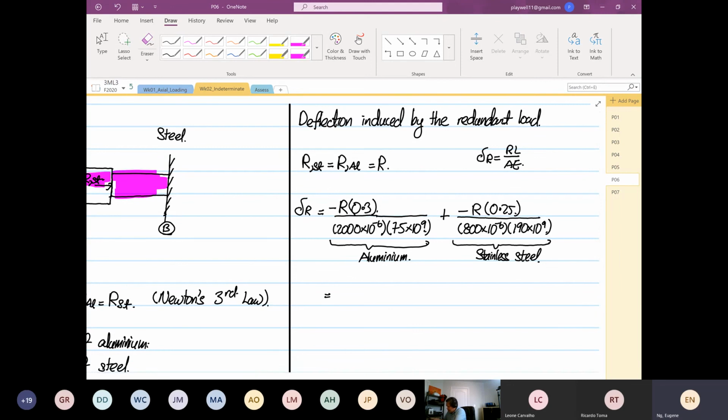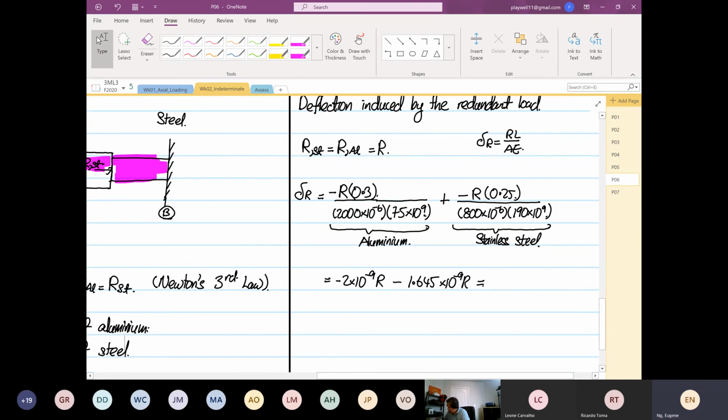So from here, this will be equal to 0.3 divided by 2000 times 10 to the power minus 6, divided by 75 times 10 to the power 9, which is equal to 2 times 10 to the power minus 9 R. And then minus again, 0.25 divided by 800 times 10 to the power minus 6, divided by 190 times 10 to the power 9, which is equal to 1.645 times 10 to the power minus 9 R. So this will be equal to 2 times 10 to the power minus 9 plus 1.645 times 10 to the power minus 9, so it's equal to minus 3.645 times 10 to the power minus 9 R.